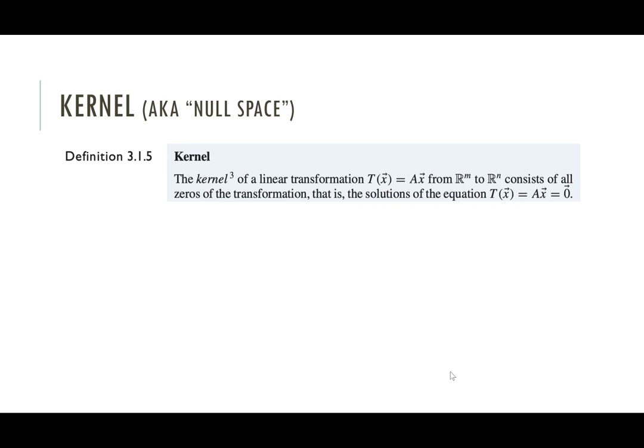So now the kernel. This is what that 3Blue1Brown video was referring to as the null space. And you'll see both kernel and null space in various books. I happen to prefer column space and null space to image and kernel, but I did not write your textbook. Let's just get the formal definition of the kernel out there. The kernel of a linear transformation from Rm to Rn consists of all zeros of the transformation. So it's the set of vectors that get sent to zero by the matrix or your linear transformation. Another way of saying that is the kernel is the set of vectors x such that Ax equals zero. It's the solution set, I guess, to Ax equals zero.